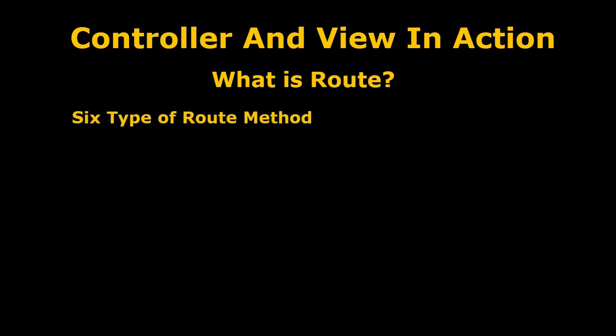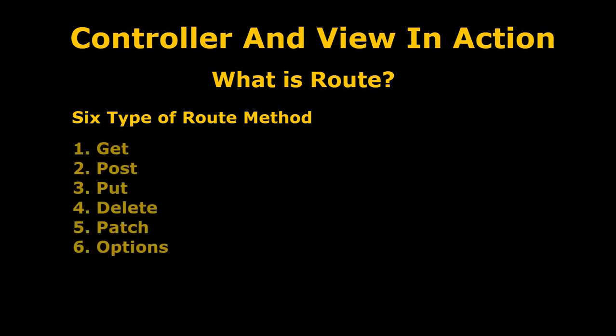In Laravel, there are 6 types of route methods: get method, post method, put method, delete method, patch, and the options. When you want to fetch some of the content, then you have to use the get method. When you want to insert some of the data into the database, then you have to use the post method.